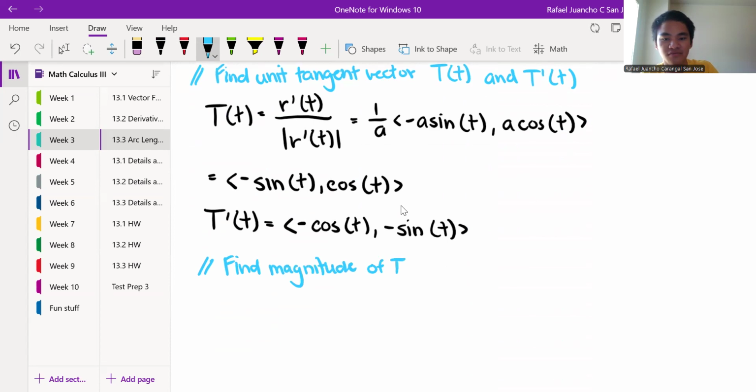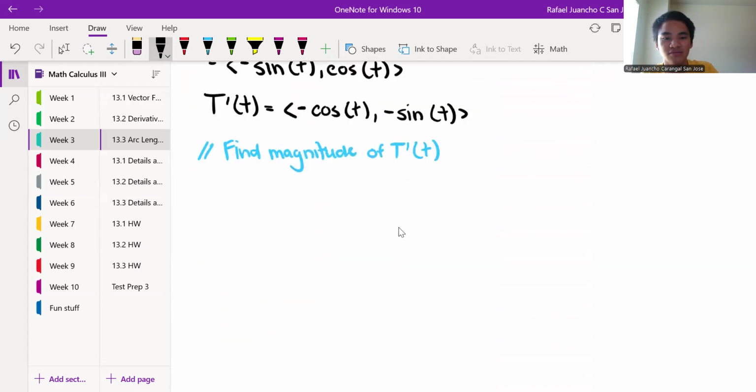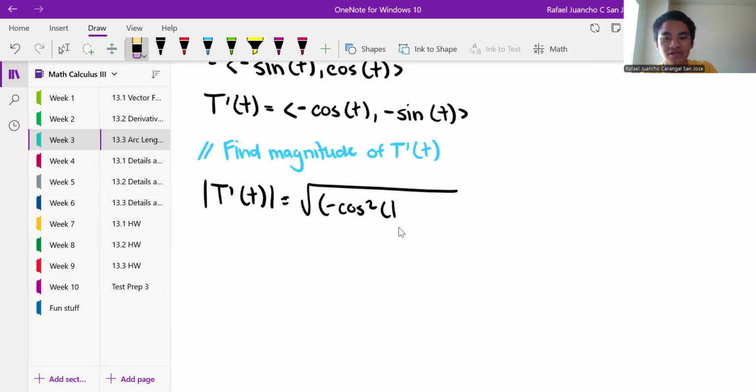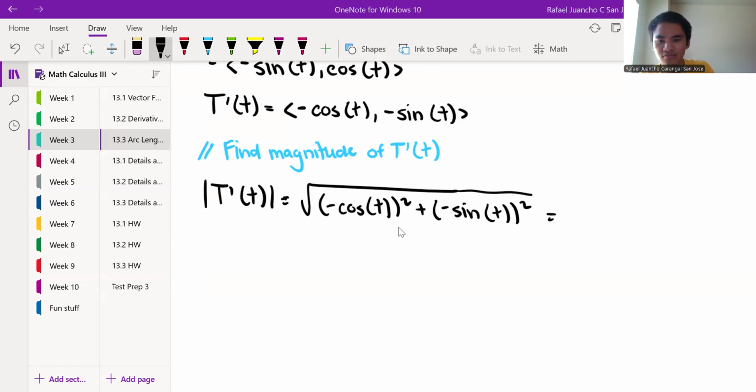of my derivative of my unit tangent vector. So I get this thing. Again, I just do a distance formula. So I do this squared. Okay, I'm getting ahead of myself. So I square these, add it to here. And this is just, well, 1, right?